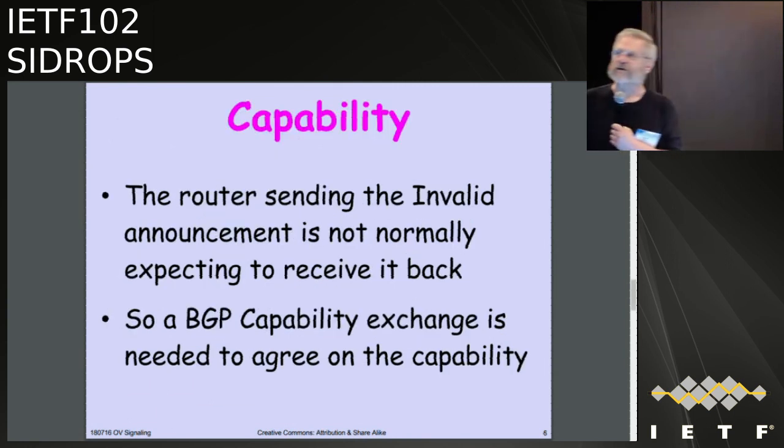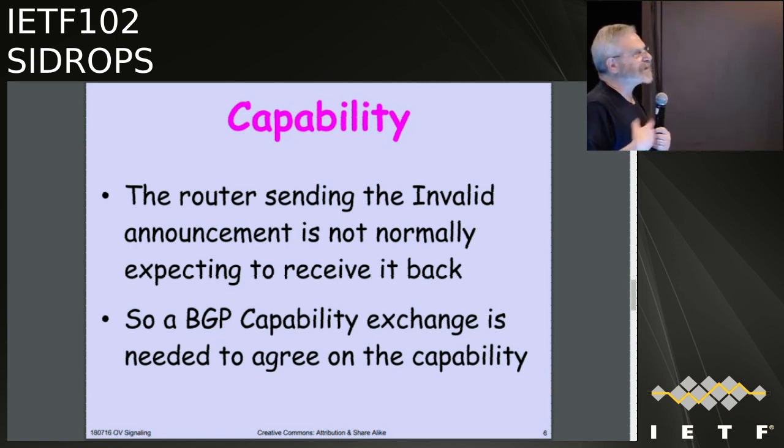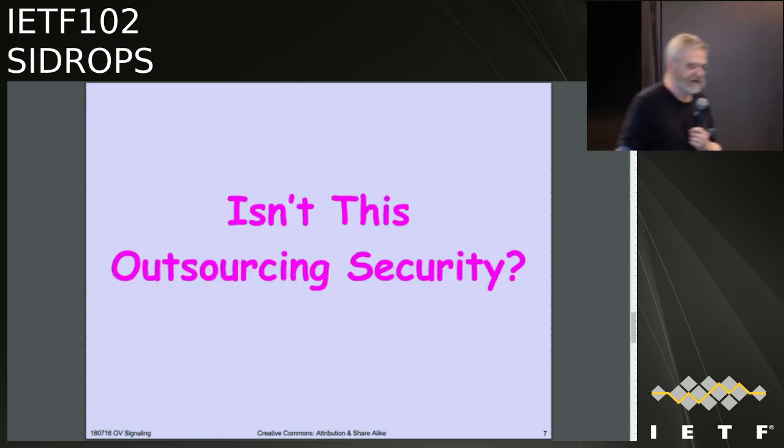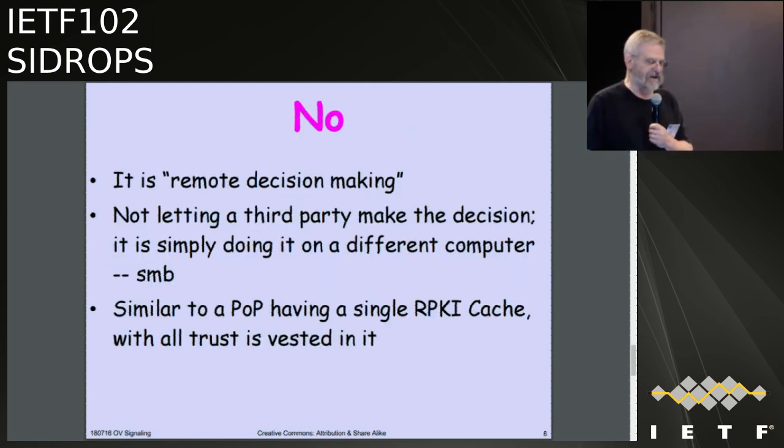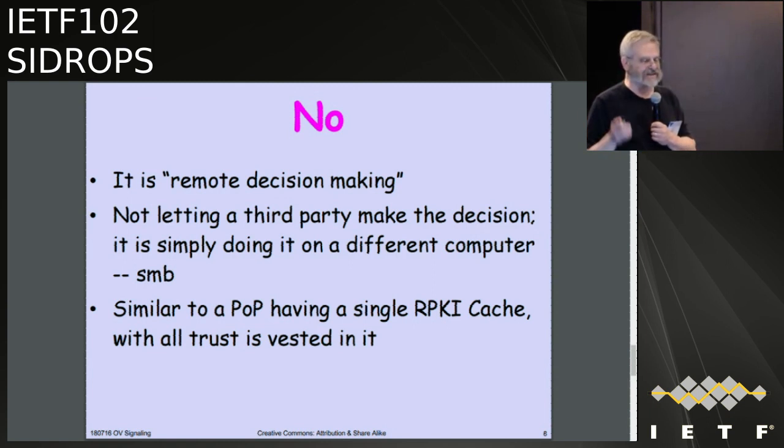Now, of course, since the sender of the invalid announcement is not expecting to receive it back, they need to signal the capability. So we have a wonderful new BGP capability that says I can send and receive this SCARP. Isn't this outsourcing security? No, it is not. It's remote decision making. As my friend Steve Belvin says, not letting a third party make the decision. It's simply doing it in a different computer in the same party. It's similar to a POP having a single RPKI cache with all trust vested in it. You're within the trust boundary.